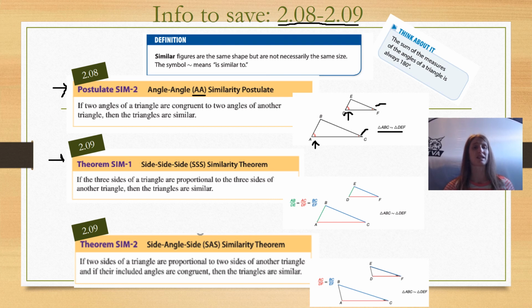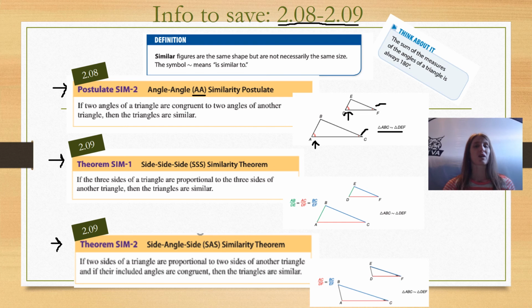2.09 deals with the sides, and so you can see here that this is the side-side-side similarity theorem and the side-angle-side similarity theorem. This one right here says if the three sides of a triangle are proportional to the three sides of another triangle, then the triangles are similar.